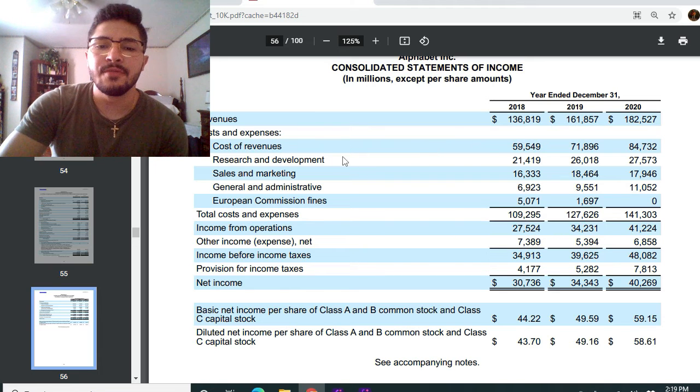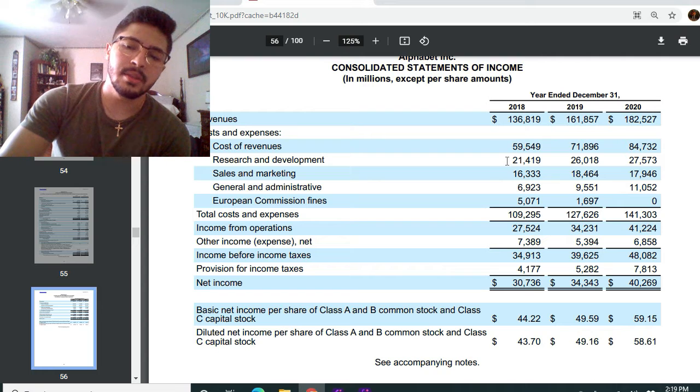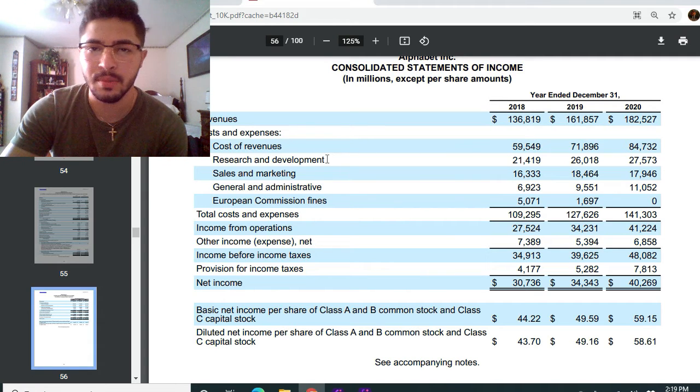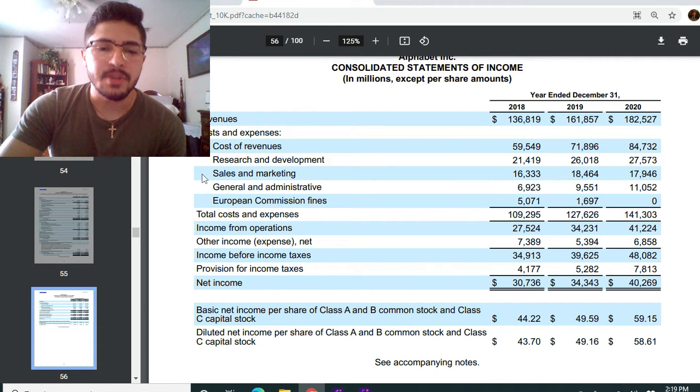Research and development, very important. You want to see how much money they're actually putting into the research and development of their product. Of course, if they're not really doing much and they're not keeping up with innovation, then you just might see them go out of business sometime soon. My prime example, Blockbuster. Of course, you already know what happened to them, so I won't even get into any further detail. Sales and marketing.